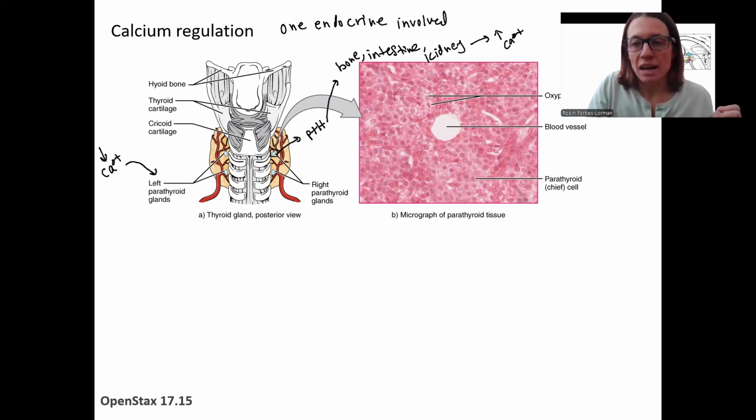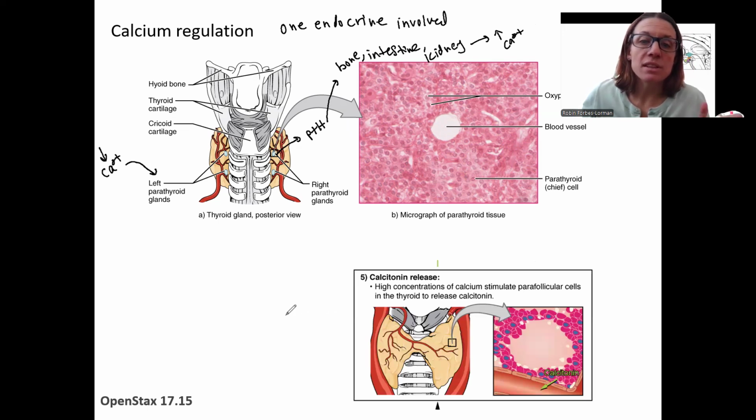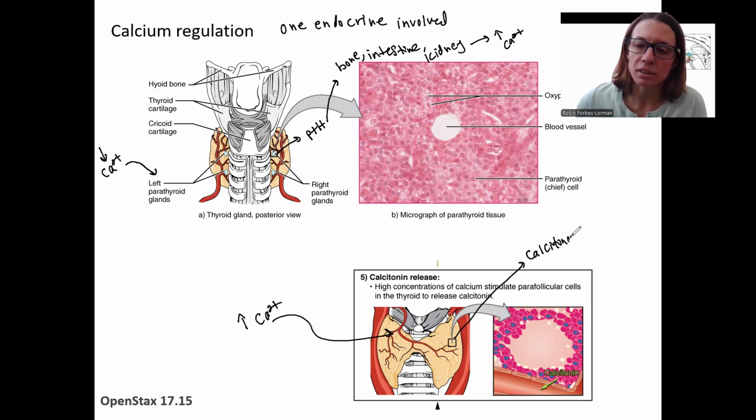Similar for high calcium. In this case, it's the thyroid gland that detects high calcium. Thyroid gland directly detects calcium in the blood. And then the parafollicular cells. So it's not that this is a secondary job of the thyroid, beyond what we will talk about more this semester related to metabolism. Parafollicular cells release calcitonin, which targets the bones to decrease calcium. So decrease bone breakdown.